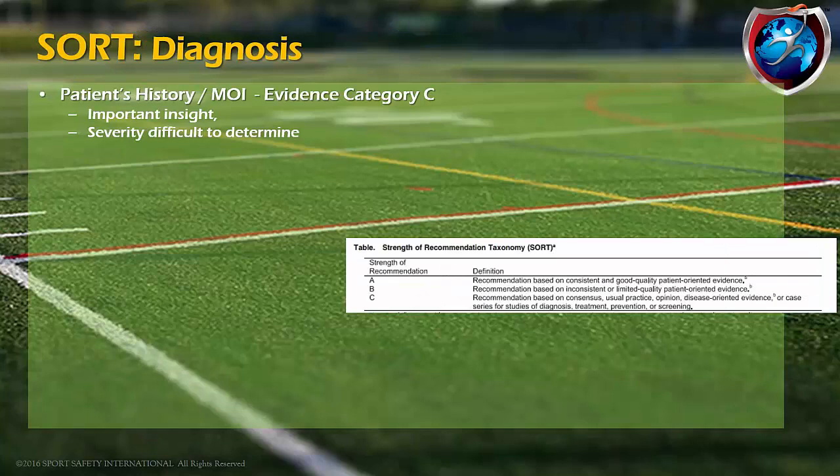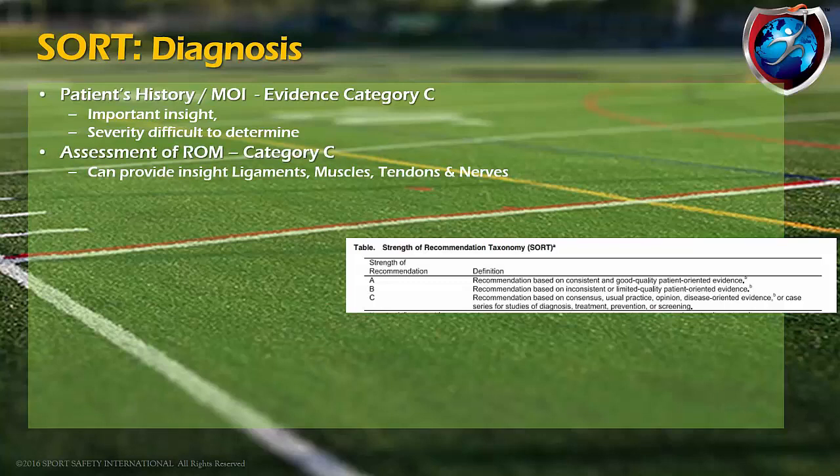The value of recommendations for diagnosing an ankle sprain are as follows. Gathering a patient history is important and provides valuable insight. However, severity is difficult to determine. The evidence to support this recommendation is Category C. Assessment of range of motion can provide insight into injury to ligaments, muscles, tendons, and nerves. The evidence is Category C.